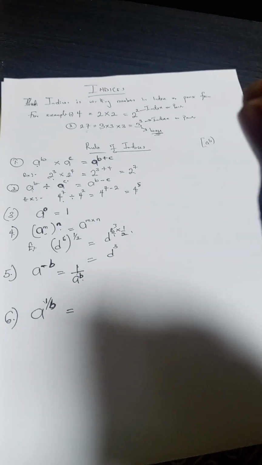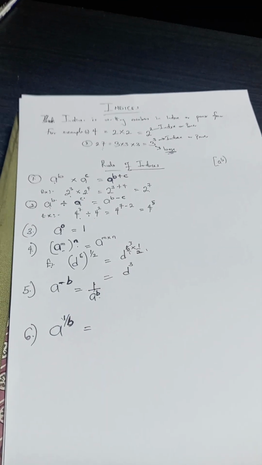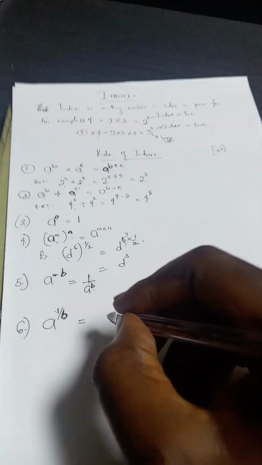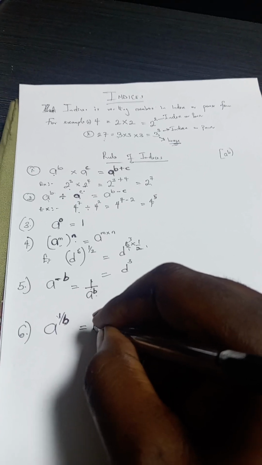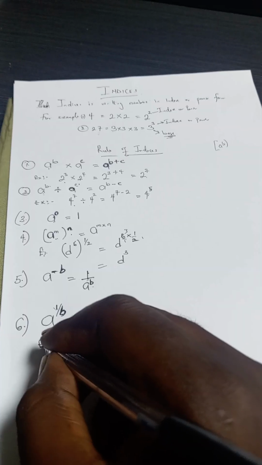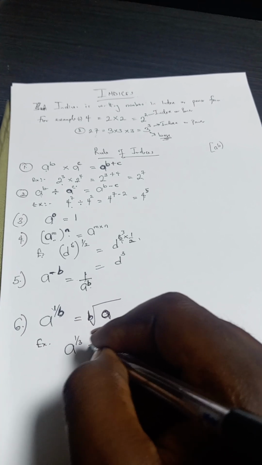What does the law say? The law simply says that when we have a fraction as the power, the fraction becomes a root, that is, the b-th root of a. Now the b can be anything. Let me cite an example. Let's say a raised to power 1 over 3.